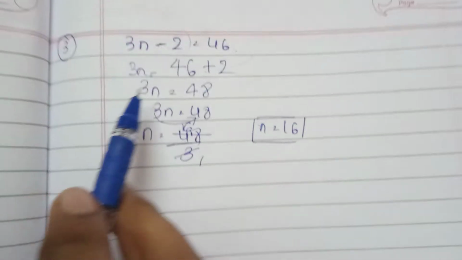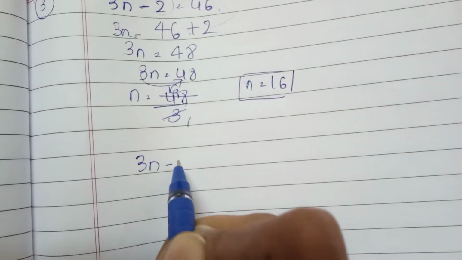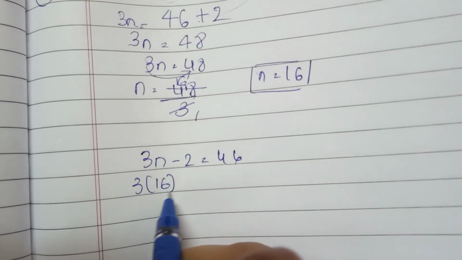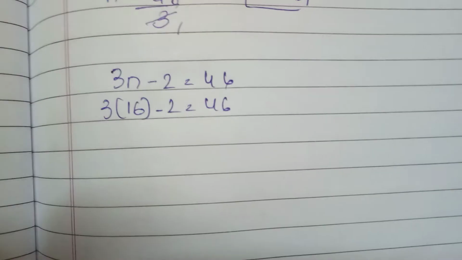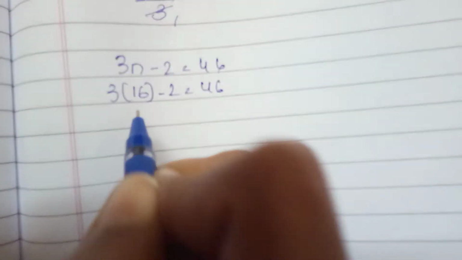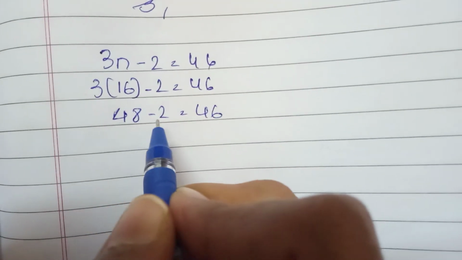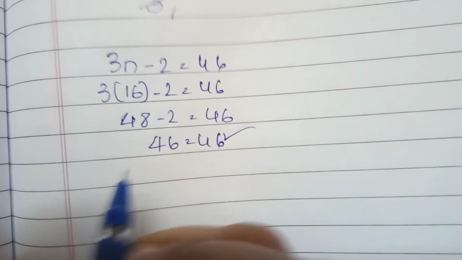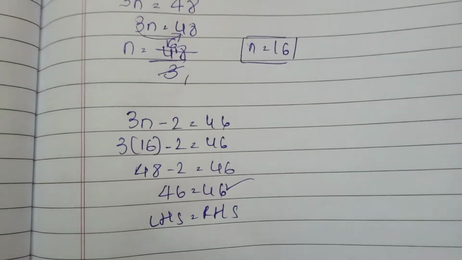In the same way, now let's substitute this 16 in the equation. 3n minus 2 is equal to 46. 3 into 16 minus 2 is equal to 46. So 16 into 3 is 48 minus 2 is equal to 46. 48 minus 2 is 46 is equal to 46. Hence LHS is equal to RHS verified.